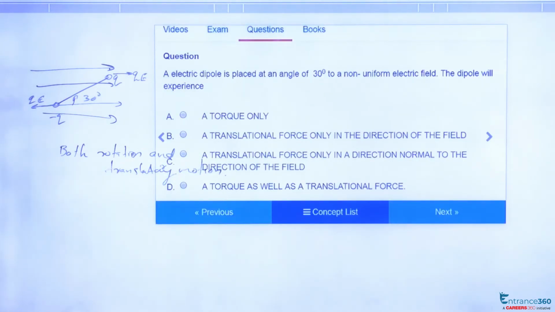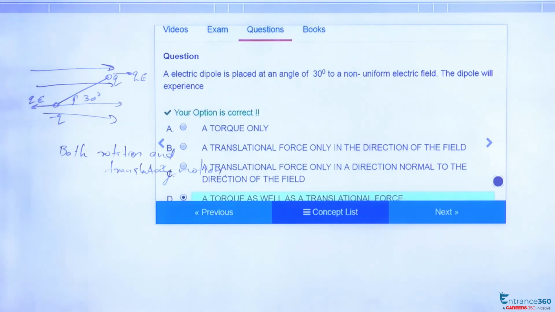So this is our option. We have both translatory motion and rotational motion. That means both torque as well as translational force. So the option is D. So the correct answer is D.